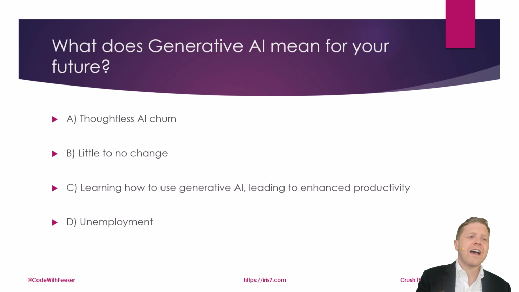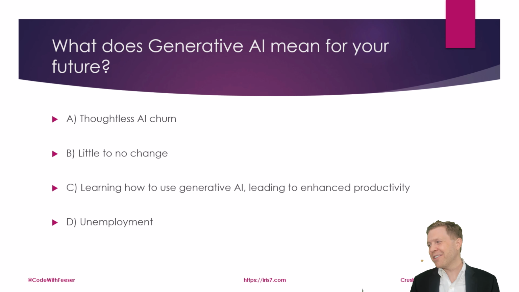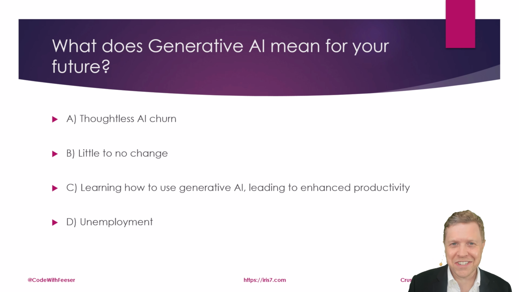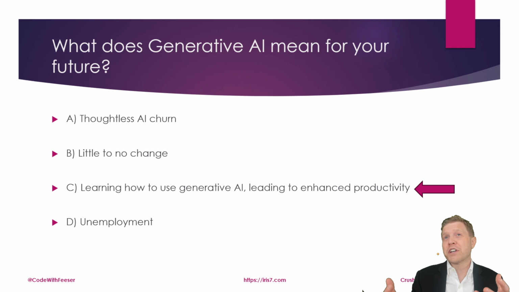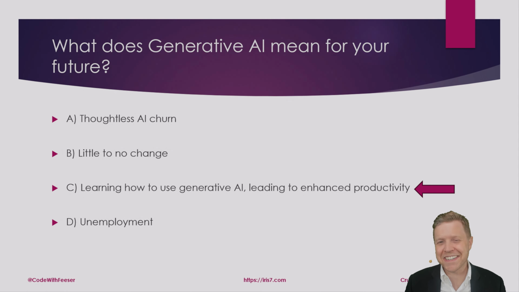What does generative AI mean for your future? A, thoughtless AI churn. B, little to no change. C, learning how to use generative AI leading to enhanced productivity. Or D, unemployment. Well, there's lots of conversations about this right now, but we're going to go through a disruptive period, and certainly the hope is AI is going to let you be ultra productive in your role. C's the best answer here.